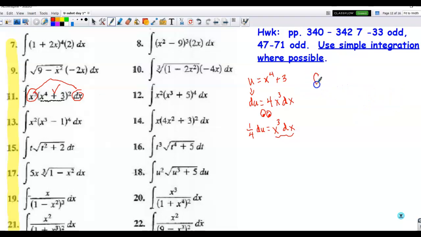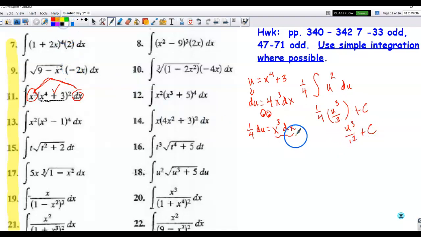Now when I write my simplified problem, I can keep the 1/4 with du, but that would look weird. So I'm going to bring the 1/4 as a coefficient in front of the integral. That's an integral property that allows me to do that. I'm going to replace x to the 4th plus 3 with u, and that's to the 2nd power. I'm going to replace the x cubed times dx with the 1/4 du. I'm going to do the simple integration, which becomes u cubed over 3 plus c, which is, of course, u cubed over 12 plus c.